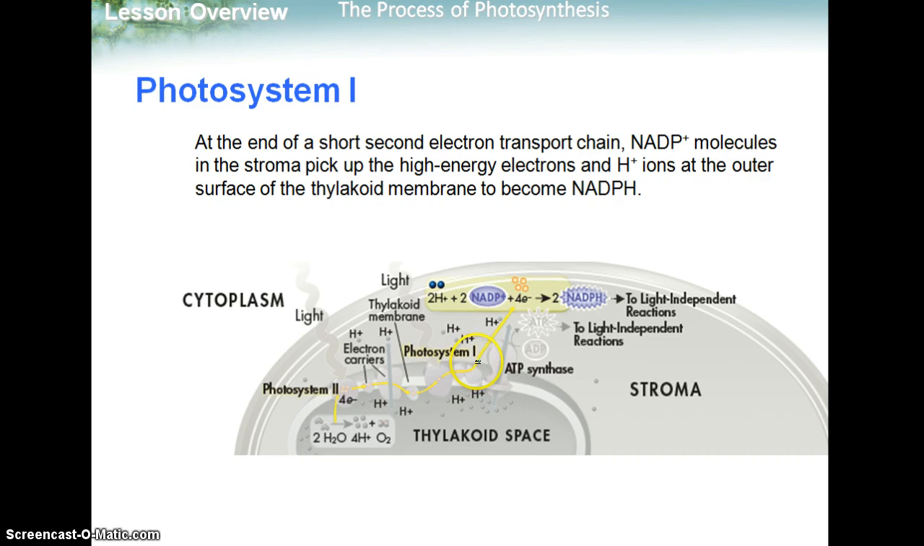The electrons, again, are passed from enzyme to enzyme, losing energy with each step. This time, the energy is going to be used to pass the electrons on to our carrier molecule, our NADP+ molecule. NADP+ is going to pick up those electrons plus a couple of hydrogens and become NADPH.